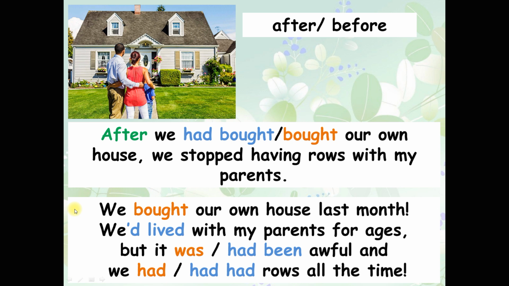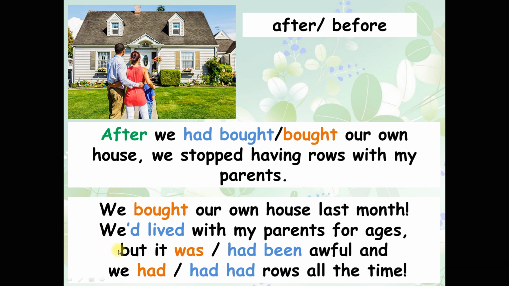Also, sometimes we have a situation when we're talking about something that happened in the past. For example, we bought our own house last month. It's a single action in the past and we're using the past simple. And then we want to say what had happened before that. And here we need the past perfect. For example, we'd lived with my parents for ages. By using this sentence, we have shown that we've moved back in the past in our story to the time before this purchase of the house.